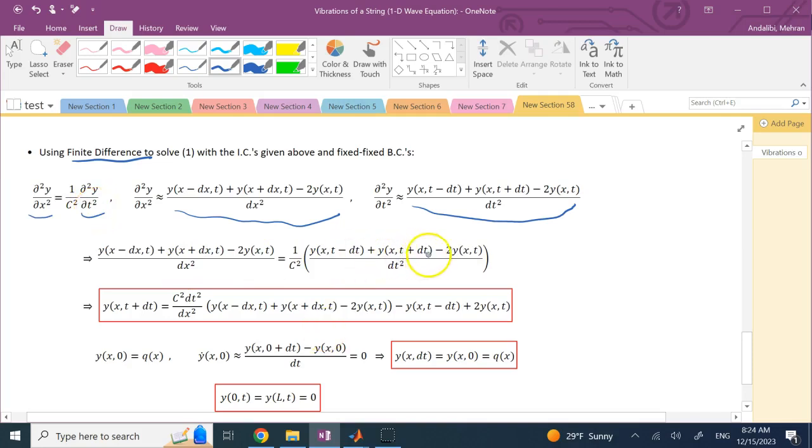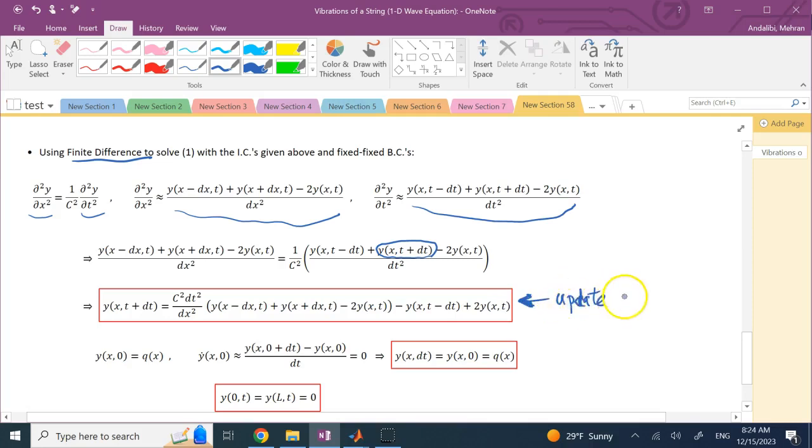And the goal here is to find this guy here, the next time point. If you have the current time point and previous time point and the nodes to the left and right and your current node, you want to find the current node at the next time point. So you solve for this. If you do that, you'll get this bottom equation. This is your update equation. This is your recursive update equation.